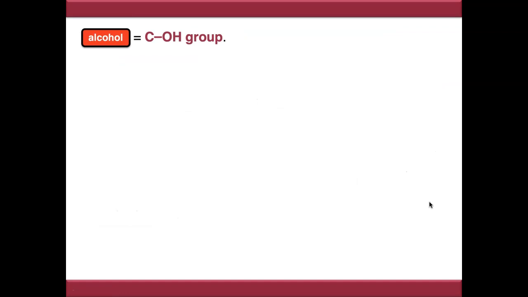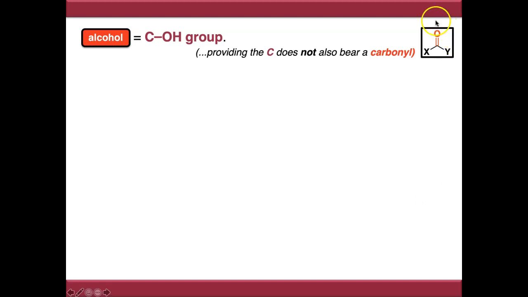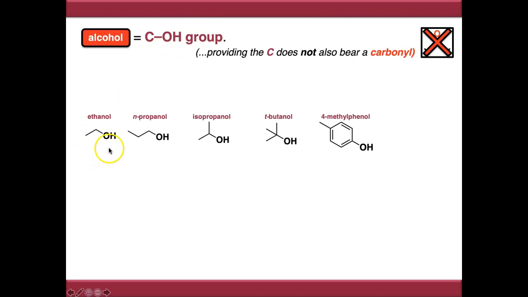Alcohols are a carbon with an OH group attached, providing that the carbon does not also bear a carbonyl. Okay, so a carbonyl functional group, just as a reminder, is a carbon-oxygen double bond. So this carbon here cannot also have a carbonyl on it if you want it to be an alcohol. So here are some examples. We've got ethanol, propanol, isopropanol, and so on. These are all alcohol functional groups, and I've just highlighted that in purple.